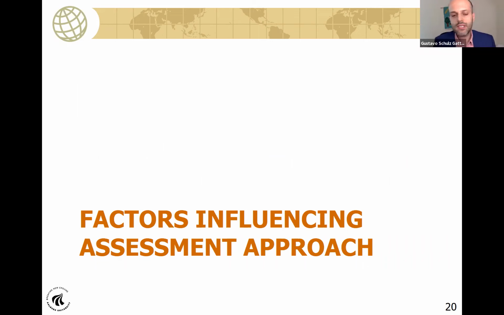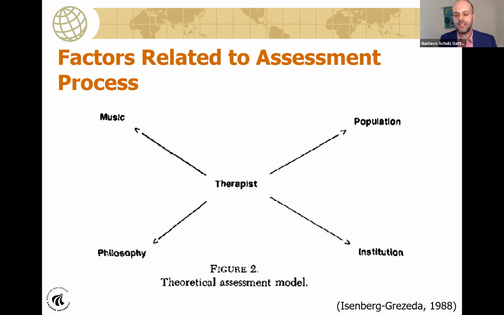So now I would like to discuss with you the factors influencing the assessment approach. We have this specific model from Isenberg-Zerda from 1988 that shows the four main factors that can influence music therapy practice. First, music: my musical skills, and how I understand music, can influence the way I work with a client in terms of how to assess this client.